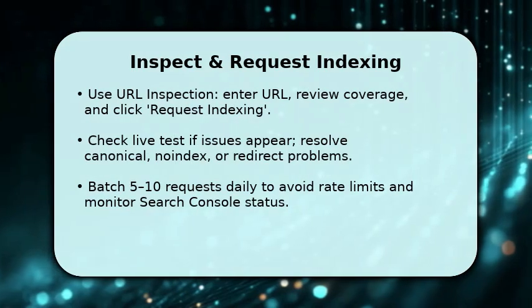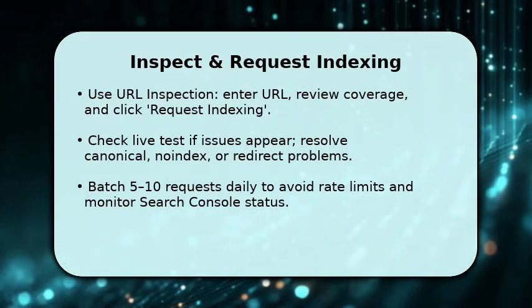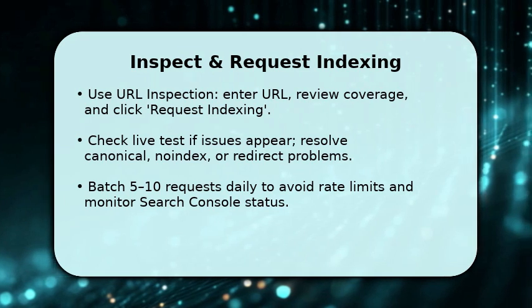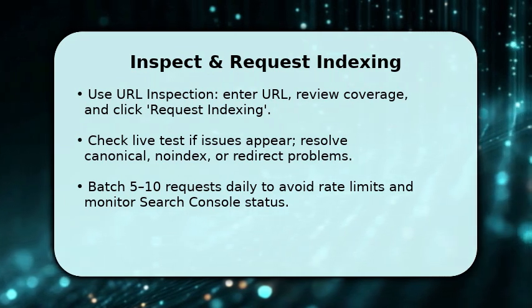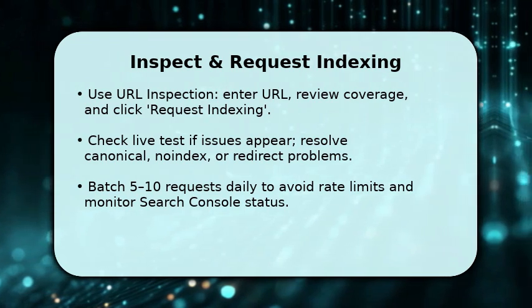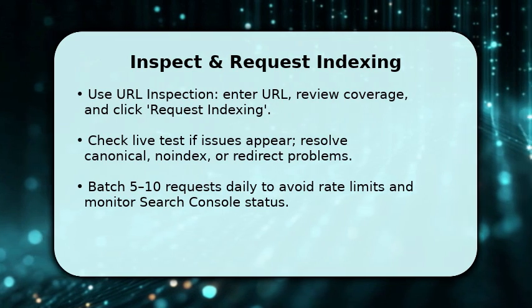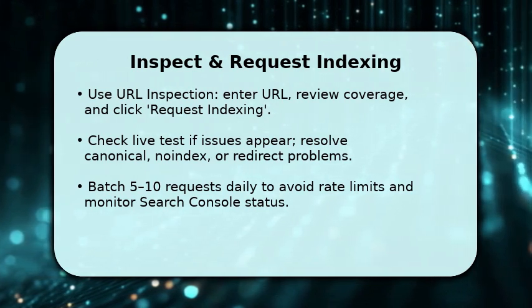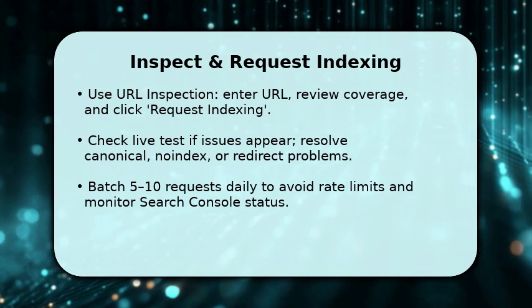Now you dive into the detailed steps. Inspect each target URL using Search Console's URL inspection. If the live test detects issues like noindex tags, canonical mismatches, or redirects, fix them on your CMS and rerun the test. Once the page is clean, use request indexing.